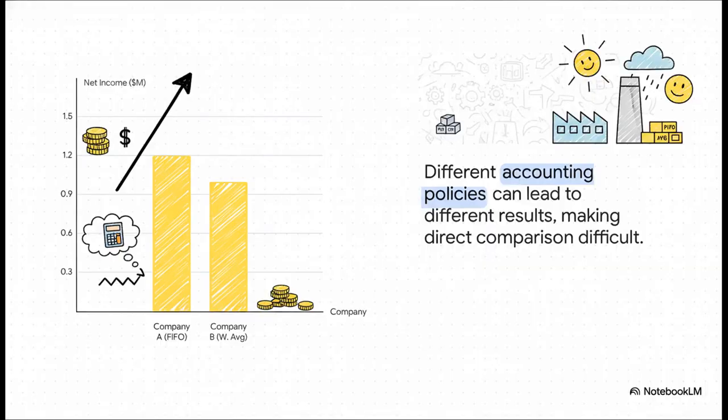This chart is a perfect example of what I'm talking about. You could have two companies that are identical in every single way, but they can report different profit numbers just because of an accounting choice. Take inventory, for example. In a time when prices are rising, if one company uses the FIFO method, it will likely report higher profits than a company using the weighted average method. Neither one is wrong. They're both allowed, but as an analyst, you have to be smart enough to recognize this and adjust for it if you want a true comparison.